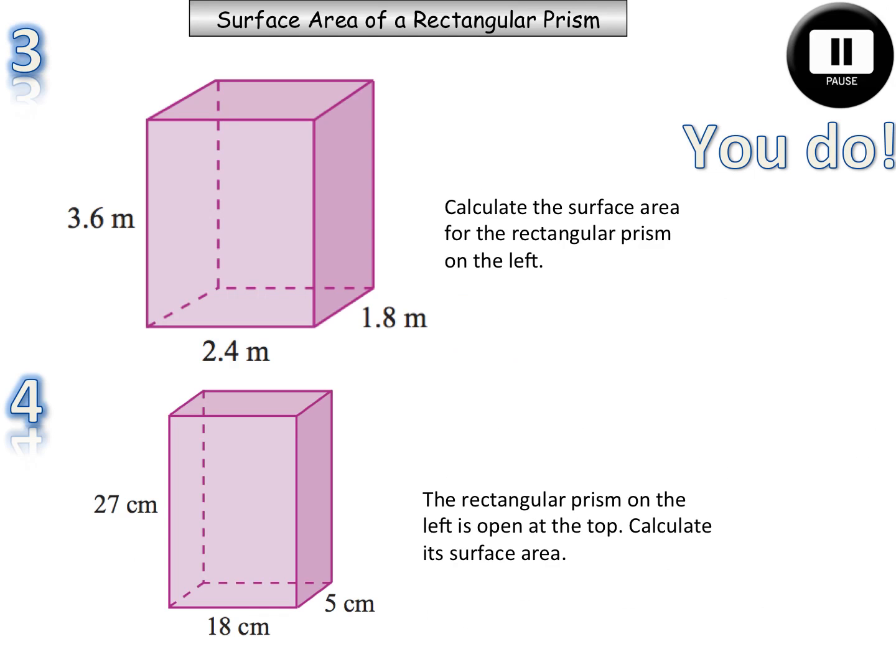Okay, 2 questions for you to do. Question 3 is calculate the surface area for this rectangular prism. And a little bit different, for question 4, calculate the surface area for this open rectangular prism. That means this has no top whatsoever, so there's no rectangle on the top, and we end up having 5 rectangles. Answer those in Google Forms and we'll check out how you went next lesson.